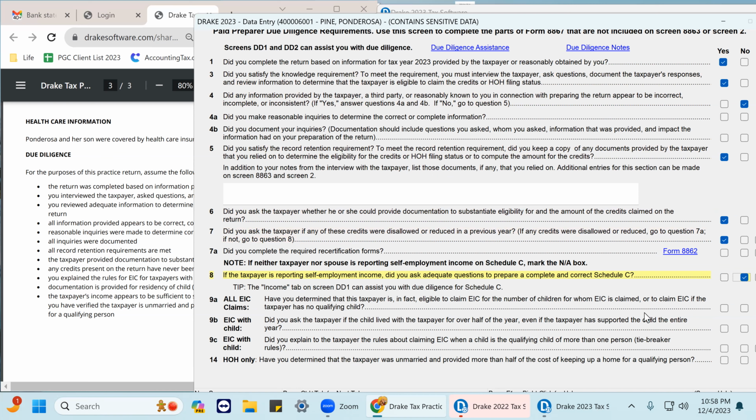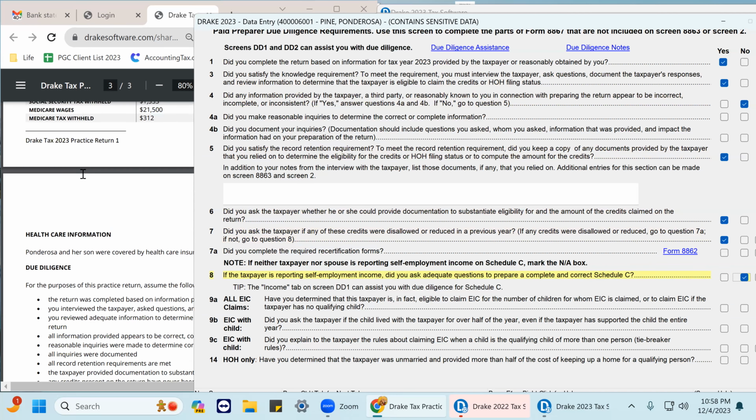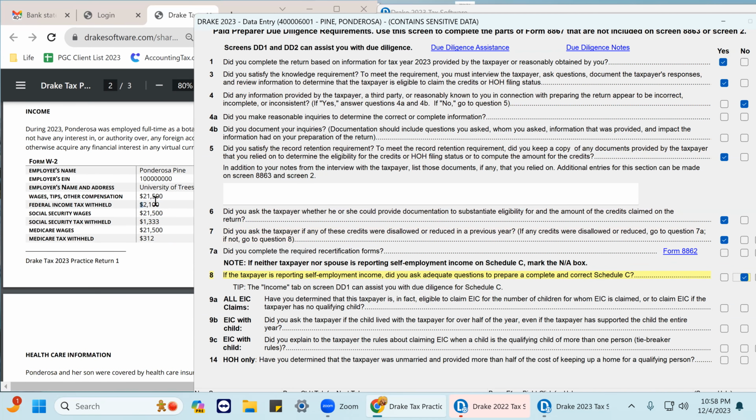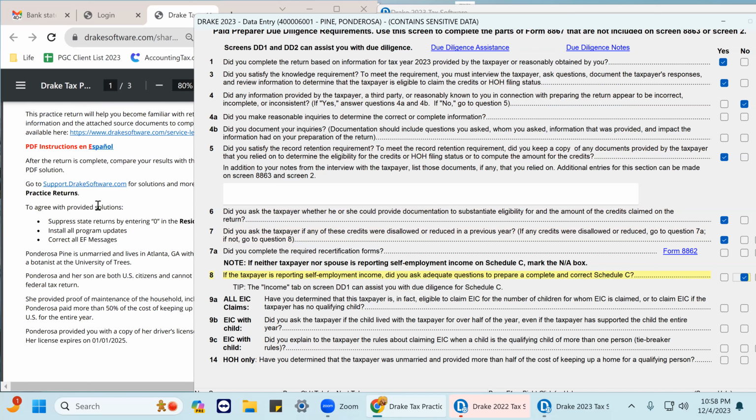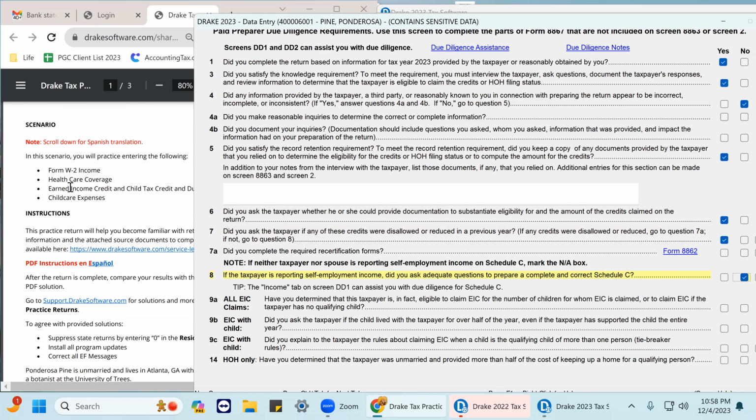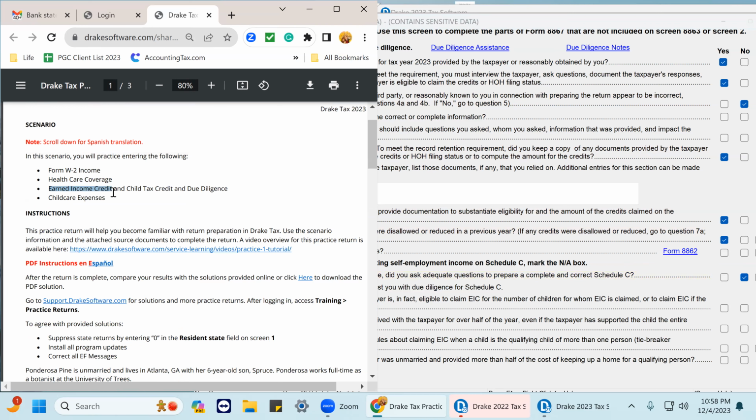Okay, number 9. The income for this person is only 21,500, and as head of household, they're more likely going to qualify for the Earned Income Credit, EIC. You remember the learning subject where they talked about the earned income credit.